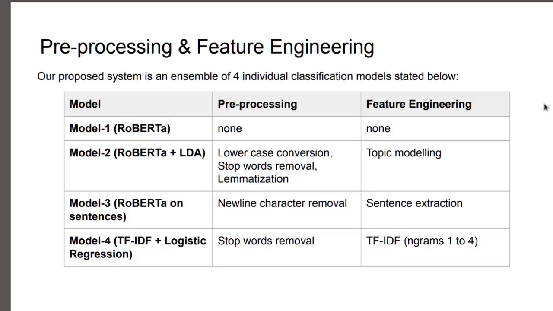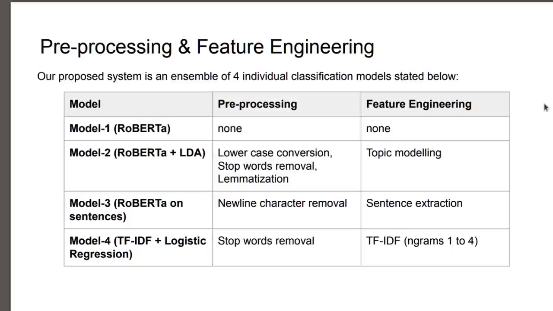Here is the list of preprocessing steps and feature engineering steps which we have done. For model 1, which is a simple RoBERTa model, we didn't do any kind of preprocessing. For model 2, which is a combination of RoBERTa and LDA, that is topic models, we have converted the abstracts to lowercase, removed the stop words and performed lemmatization. For the third model, we have removed new line characters, extracted sentences, and trained a RoBERTa model with those sentences having 10 or more words. Now a question may arise, how did we come to this figure 10? This will be discussed in the later slides.